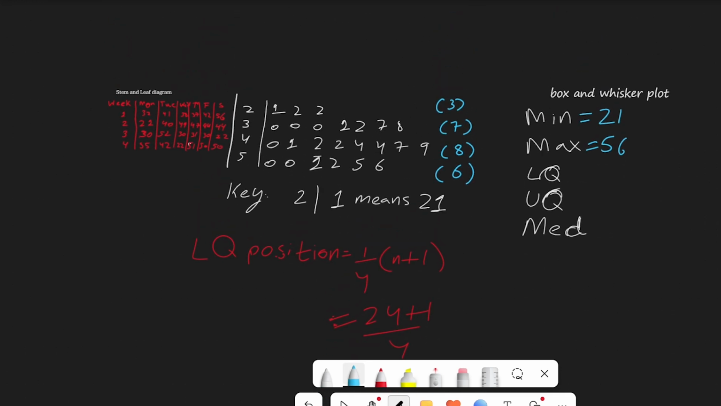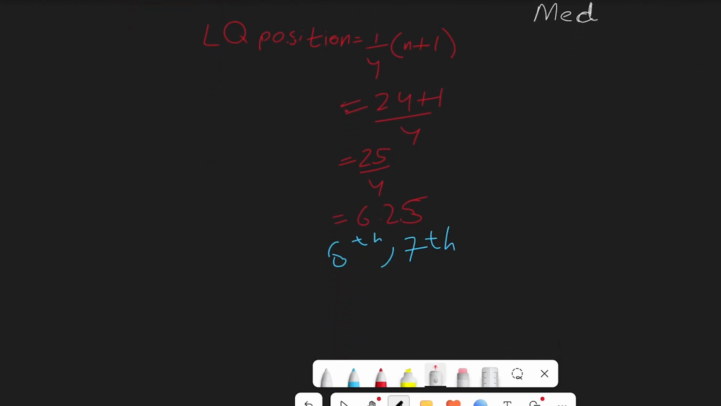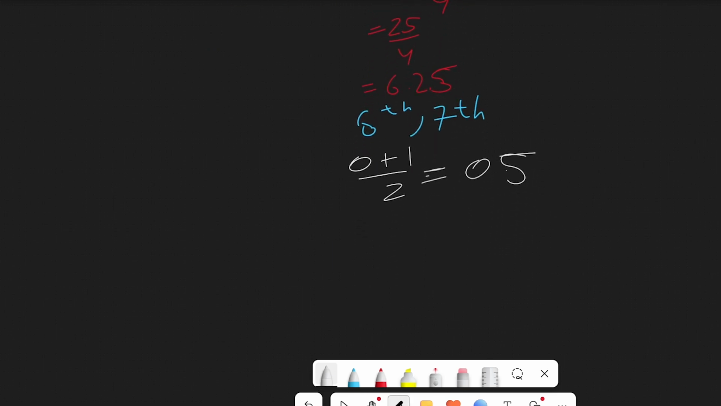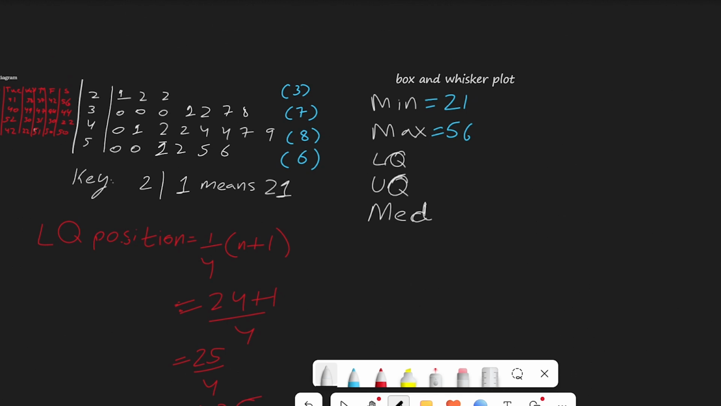Okay, so the 6th and 7th position would come over 1, 2, 3, then we have 4, 5, 6 and 7, 0 and 1, the average of the two. Okay, so 0 plus 1 over 2 is equal to 0.5. This is our lower quartile. LQ equals 0.5. We can write it over here.